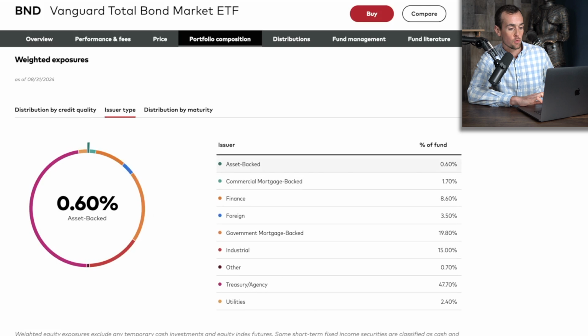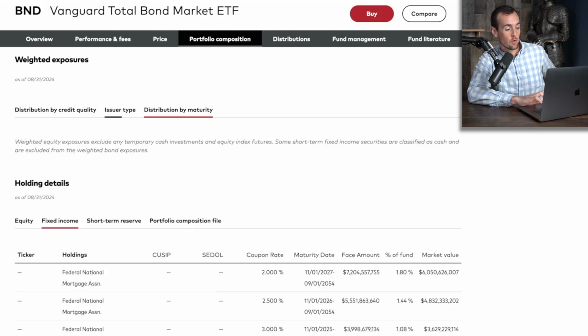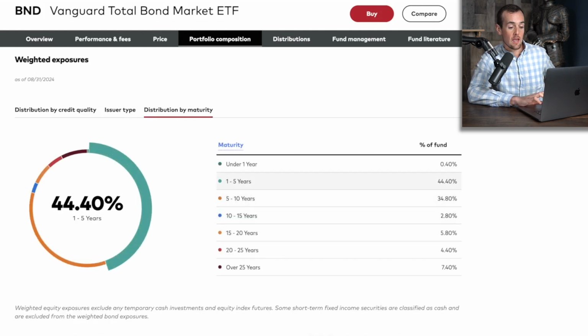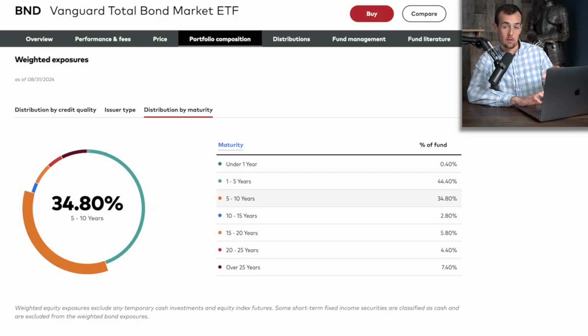Looking here at the issuer type, you can see that the largest component here is treasury or agency bonds at 47.7%. Then it's going to be government mortgage-backed bonds, and then you have industrial, followed by finance, representing large components here of this bond fund. And if we look at the maturity window here, this shows us the average maturity for these bonds. So 1 to 5 years is going to be the largest category here at 44.4%, and then 5 to 10 years is the next largest group.